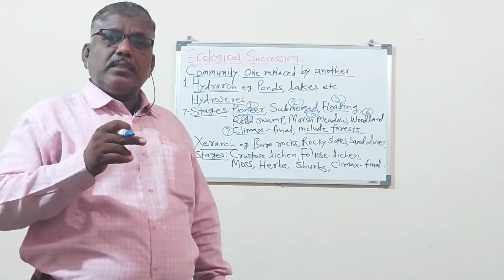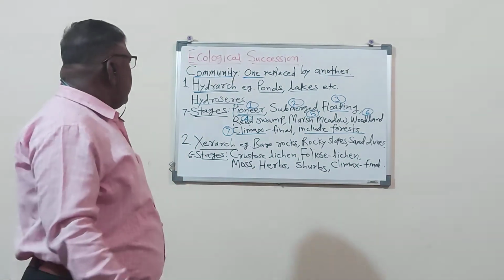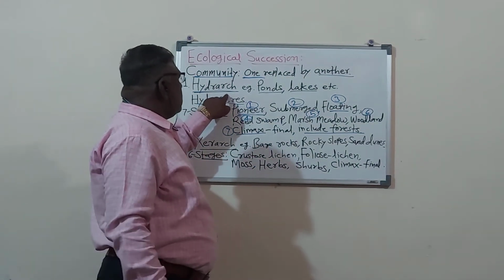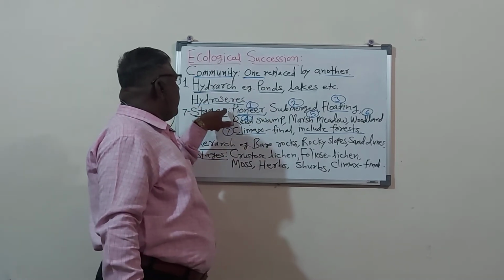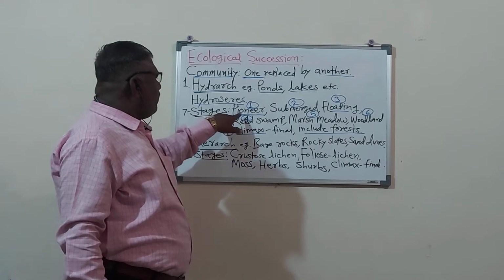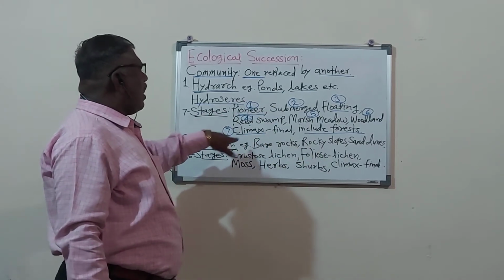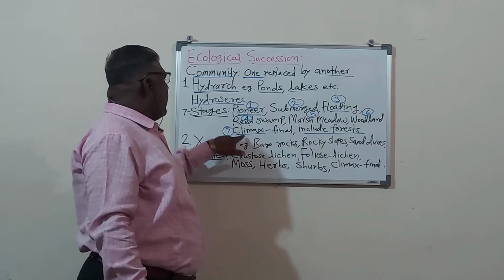So depth is decreasing, every year depth is decreasing. So in this way, hydrarch means community development in the aquatic media, there are different stages of community development or replacement: pioneer, submerged, floating, reed swamp, marsh meadow, woodland, and climax.